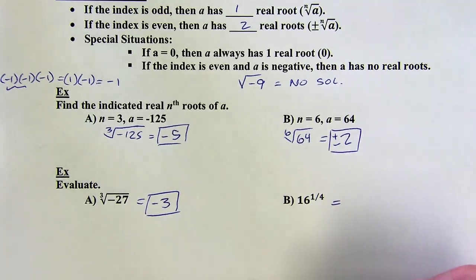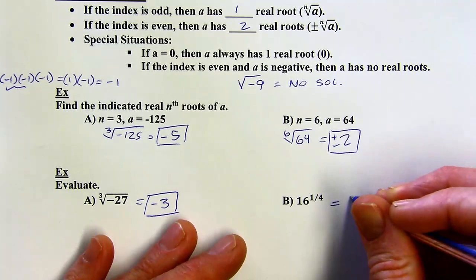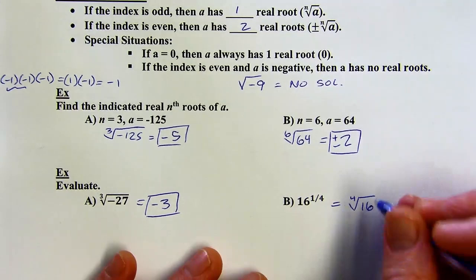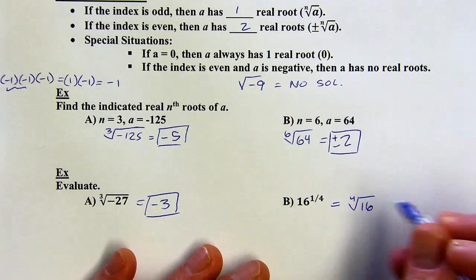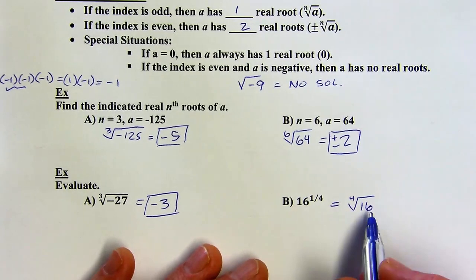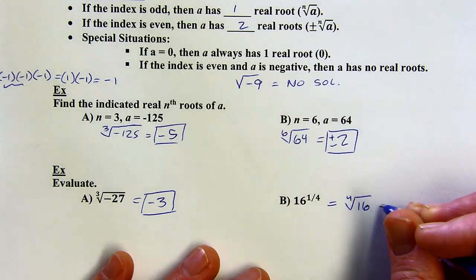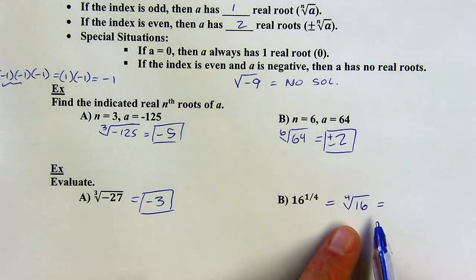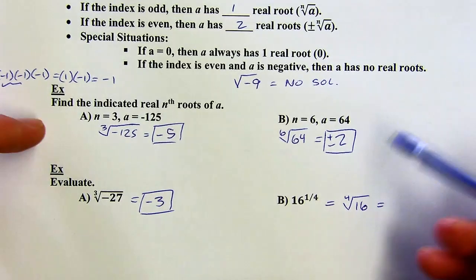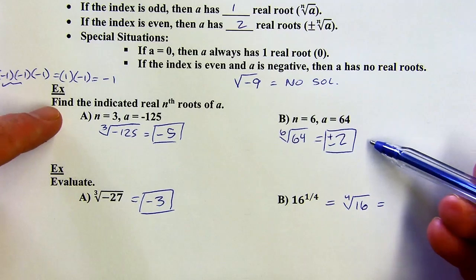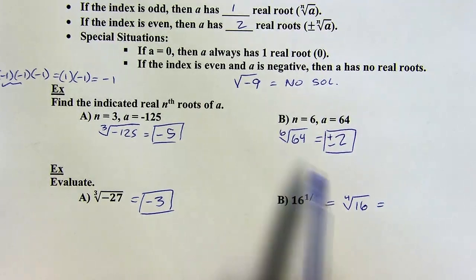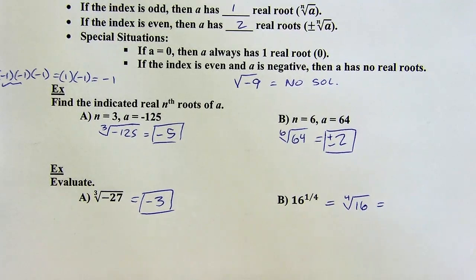You could even do 16 to the 0.25. But I'm going to think of this as a radical. So this would be the radical form of the same thing. So now I've got the 4th root of 16. And I'm only going to use, even though when they're saying find the real nth roots, you would do the plus minus thing here with an even index, when we're evaluating, I'm just going to give the positive one.